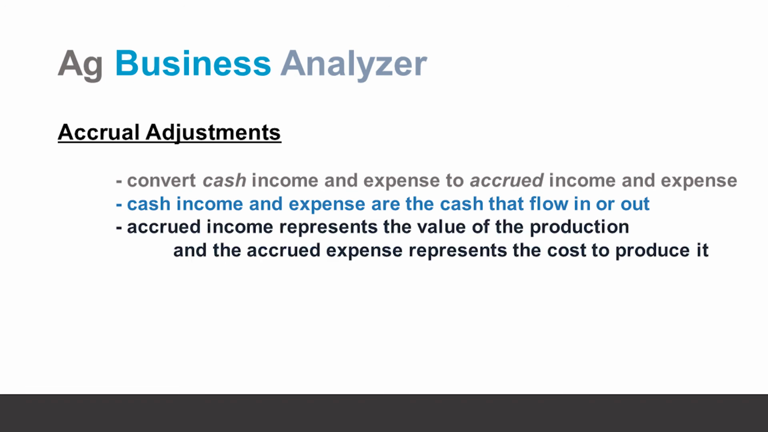Accrued income represents the value of the production, and the accrued expense represents the cost to produce it. And when we're just dealing with cash revenue and expenses, we don't always capture the full value of production and the full cost to produce it. But the accrual adjustments help us to do that.